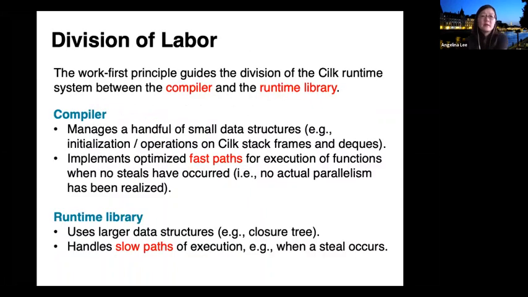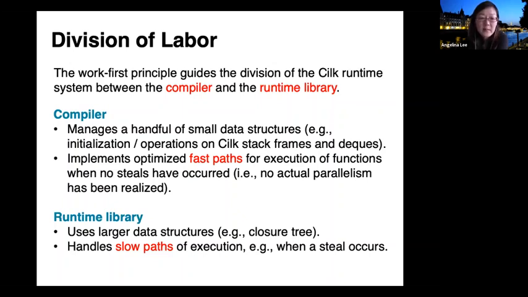And as I mentioned earlier, this is really a collaboration between the compiler and the runtime. And so when you compile a piece of Cilk code, the compiler actually generates code that allows a handful of data structures to be managed during execution. So for example, things like the initialization or any operation on the stack frame or the deck is managed by the compiled code. Okay, so in particular, it basically implements the optimized fast path for execution when no steal occurs. Okay.